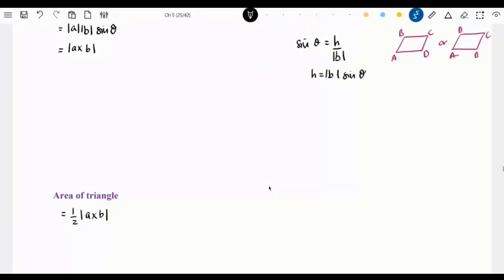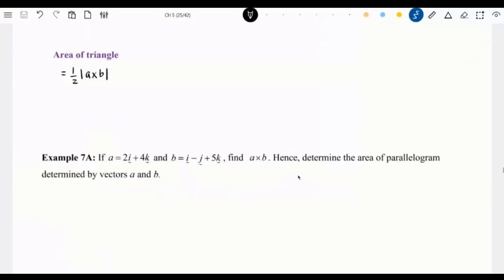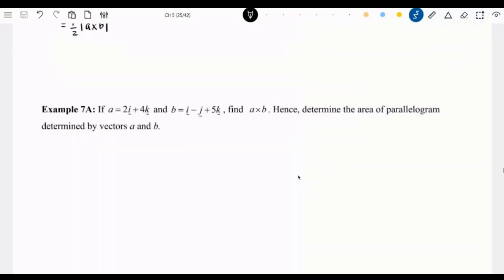Now, we want to apply to those examples. Example 7A, B, C and D. Okay, so we have it here first. 7A, so we have to find the cross product A and B. So we have 2, 0, 4, 1, negative 1, 5.